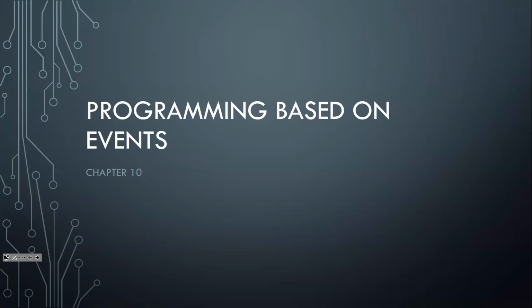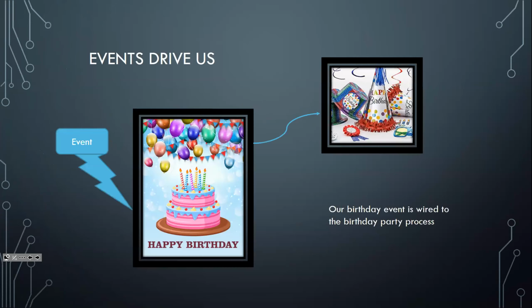Now, those event procedures that we create that kick off and run when an event occurs, there's some special code behind the scenes, that Windows generated code that's happening to make those events be associated with the item on our form. So here is a great visual of how events drive us. We have a birthday party coming up, an event, and our birthday event is wired to the birthday party process. We're going to run that birthday party.